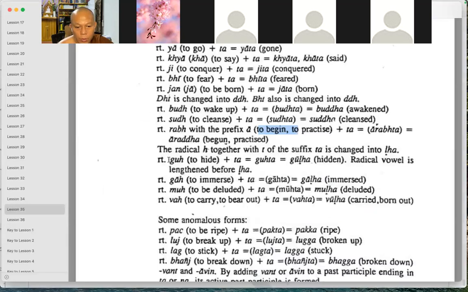So here you see, ha already gets together with da, so it becomes la ha. But here ru gu ha, the da is changed to la, and u is changed to la in this way.